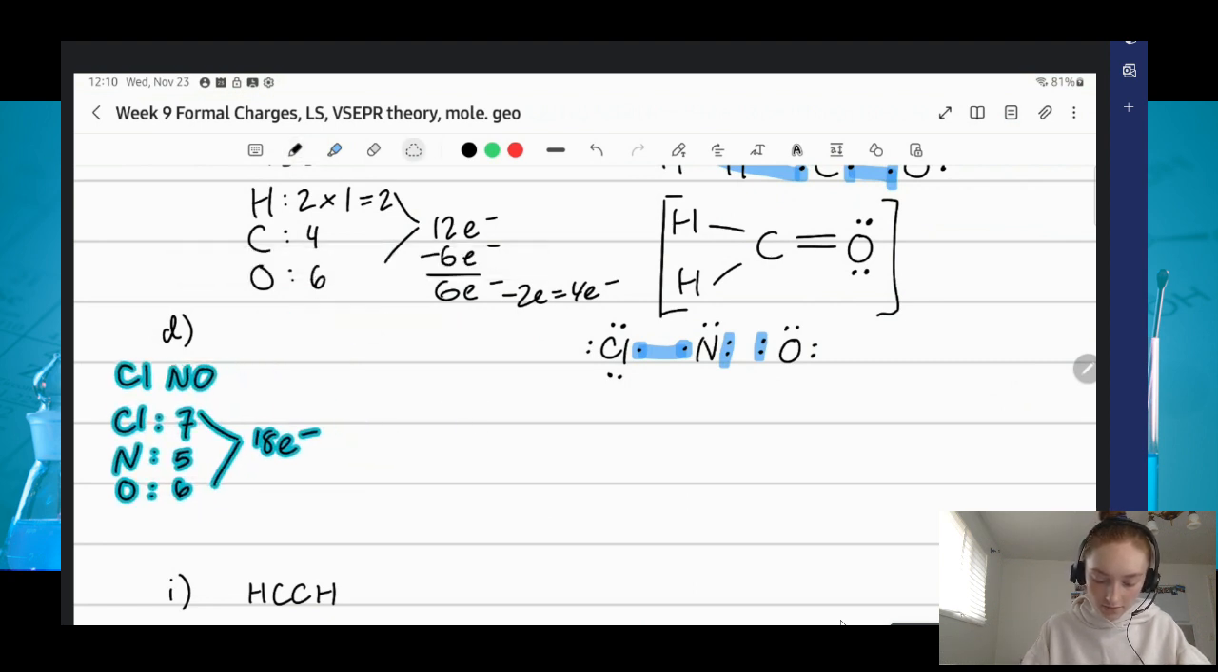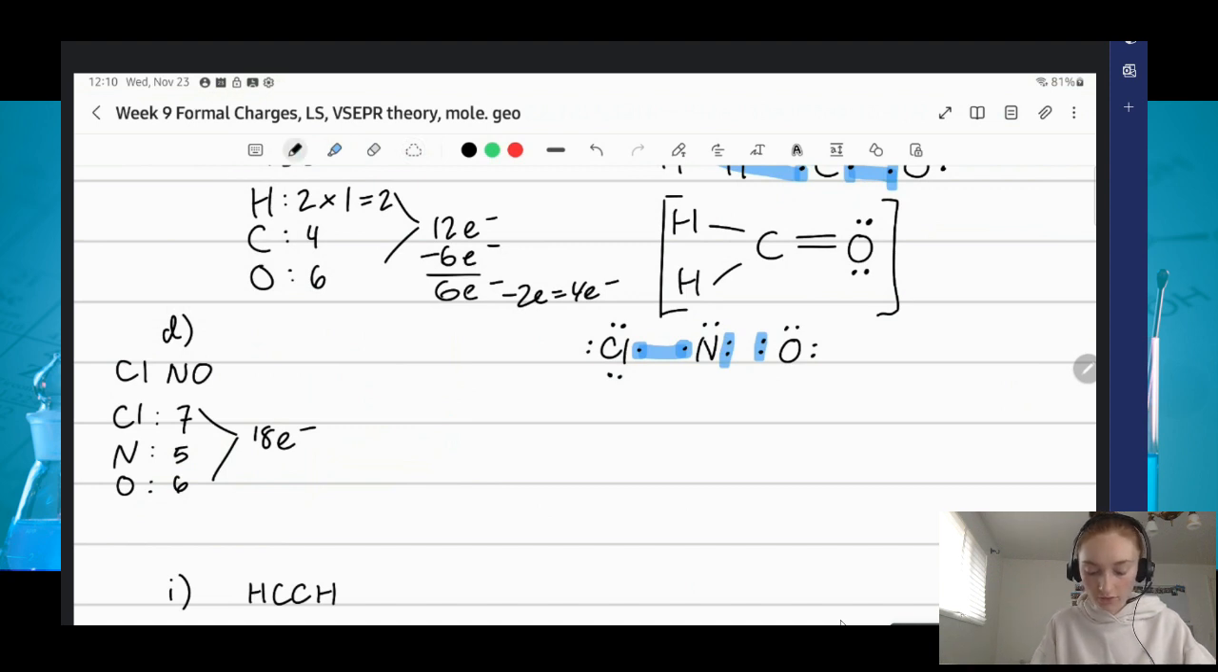So let's do some subtractions from our total, since it's 18. Let's write down ClNO. Usually when it's spelled out like this, ClNO, it's telling you this is the order that it's aligned in, but sometimes it's not. So just be aware of that. So let's subtract the bonds that we're thinking of. I'm thinking let's just start out with 2 single bonds. That's 2 times 2, since there's 2 electrons in each single bond that it's sharing. So that's 4. So minus 4 electrons.